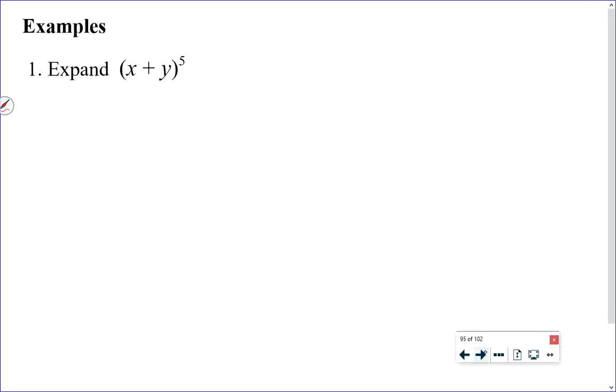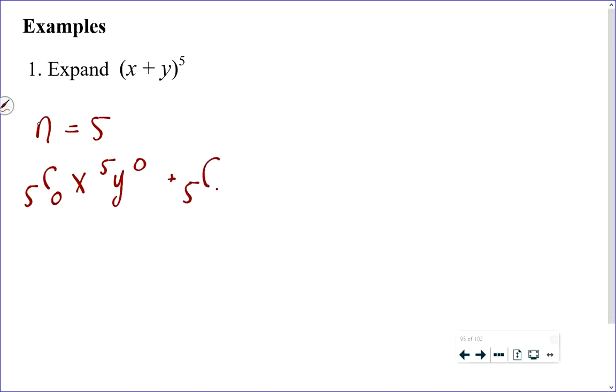Expand x plus y to the 5. Well, n is 5. So your first term will be 5 choose 0, because the first term has a k value of 0. It will contain a y. Look at how I'm building this. It will contain a y to the 0 because k is 0. And it contains x raised to an exponent that gives us a total of n, which is 5. Well, that means it's to the 5. What's your next term? Your next term will be 5 choose 1.